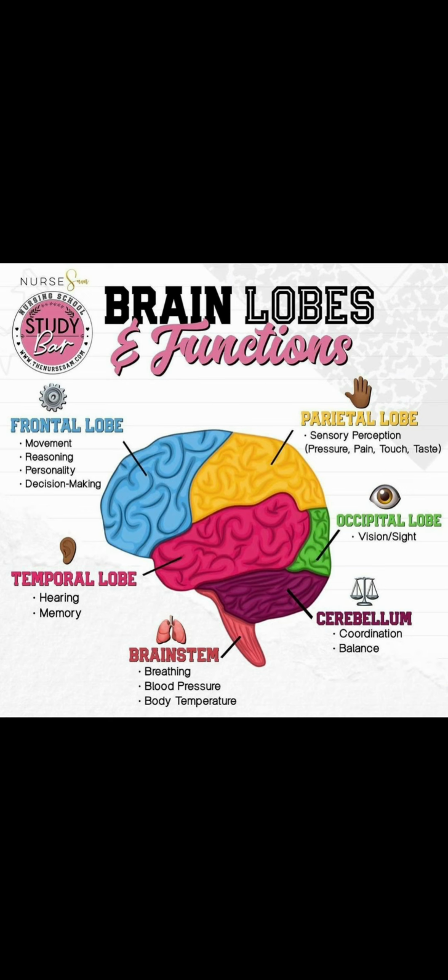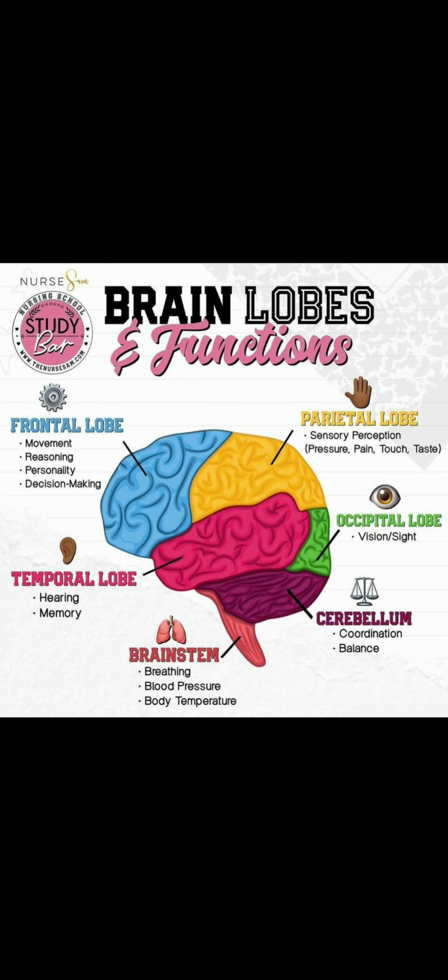Occipital lobe is responsible for vision and sight. So O is for occipital and O is for ocular, and the function of ocular is vision. So this lobe is responsible for vision and sight. Temporal lobe, because we know that temporal lobe is present just behind the ears and the function of ears is hearing. So the function of temporal lobe is hearing and memory as well.